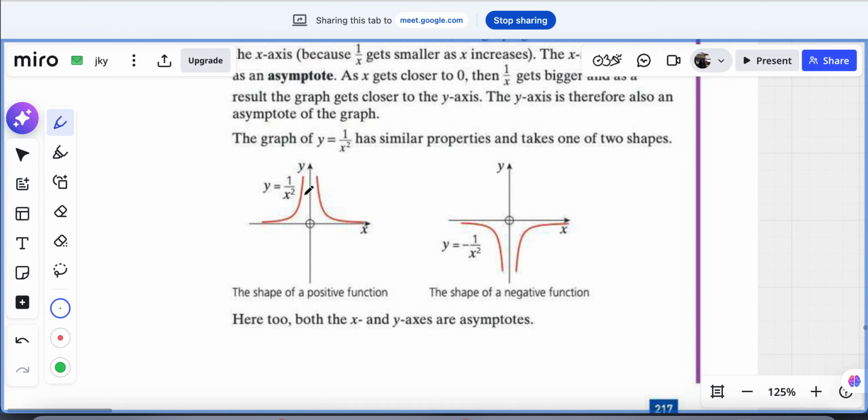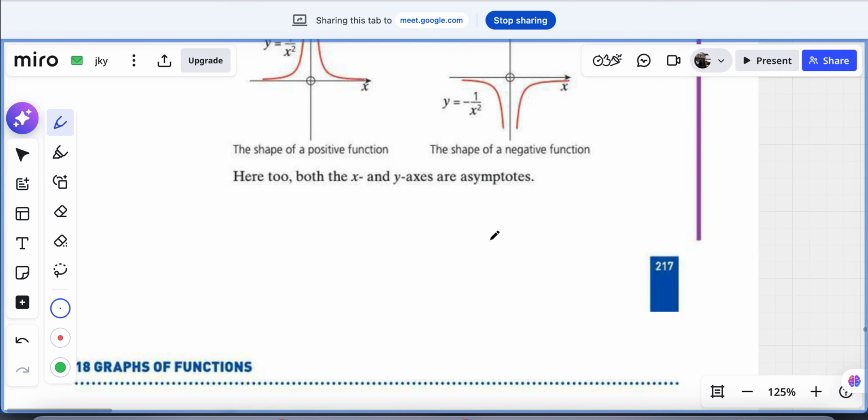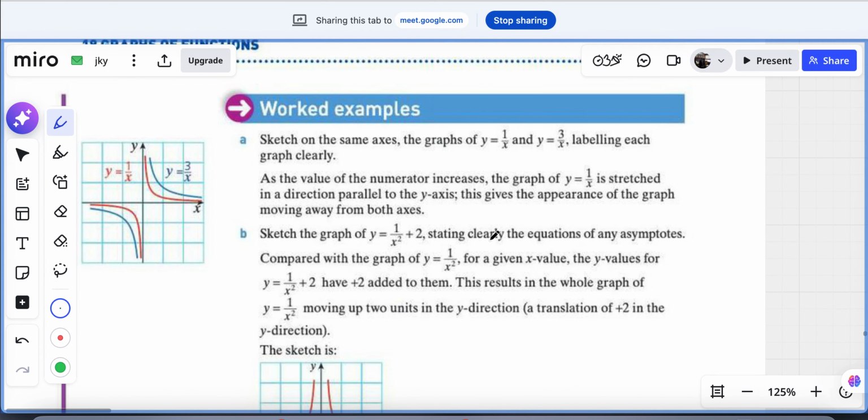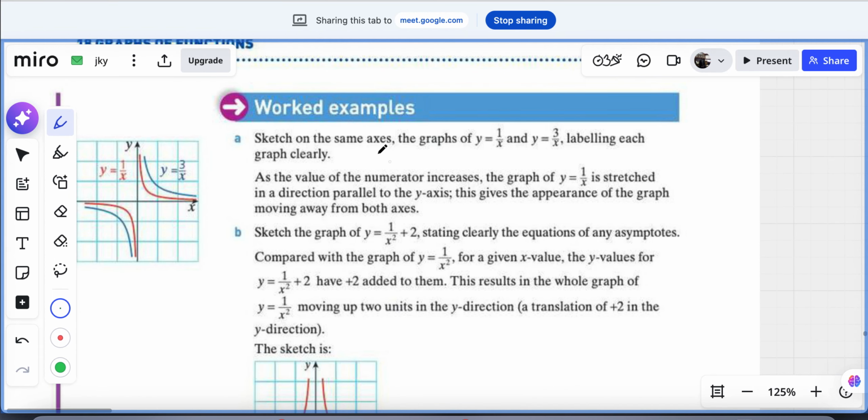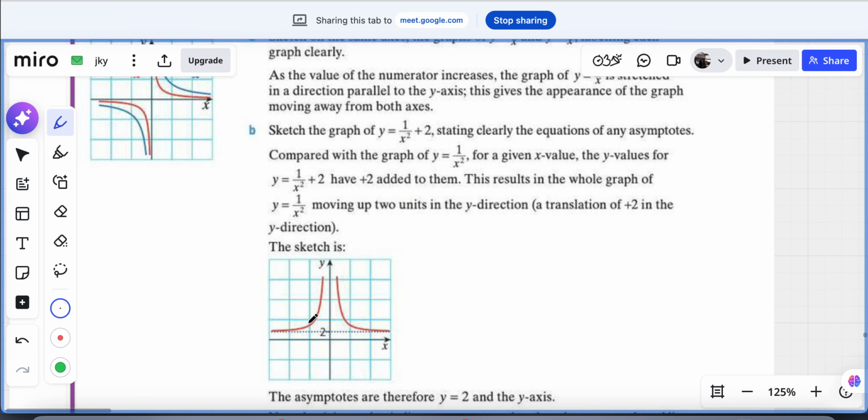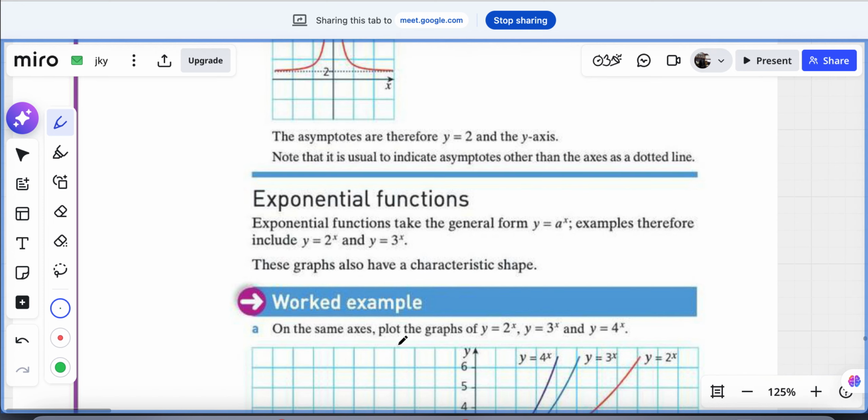So this is a quadratic reciprocal. When you sketch them, this is what they look like. Okay? So here is an example. It says sketch on the same axis, the graph of y equals 1 over x, y equals 3 over x, labeling each. Same axis. You have to graph these two graphs. You sketch them. Okay, when you sketch, you say when x is 0, what you get for y. When y is 0, what you get for x. Then you do for both graphs, you sketch them, you get this.